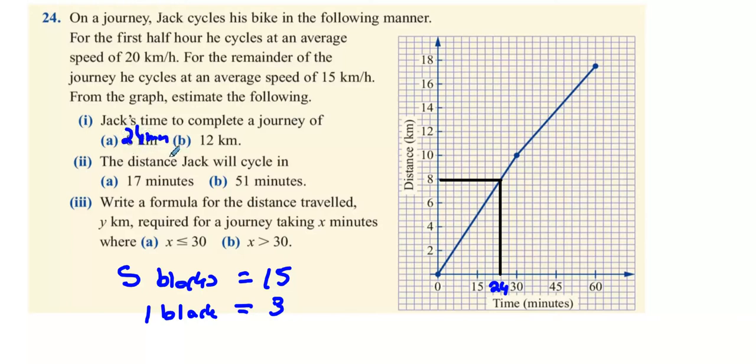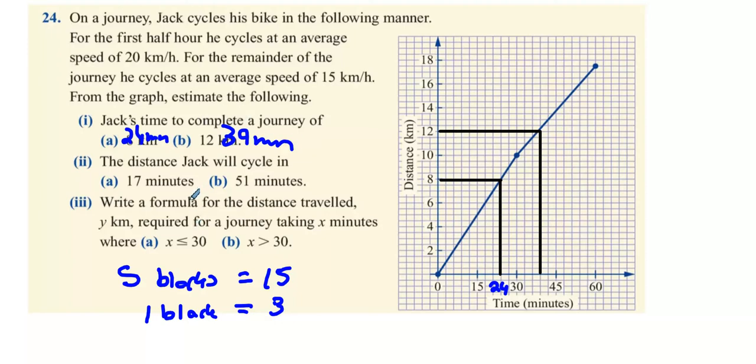Remember, we can be on or off slightly. What about the next one? 12 kilometers? You alright, Alan? Come on. 2 blocks below 45. So 45 take away 6. 39. Only for this graph, isn't it? Because 5 blocks is worth 15, yeah? Another graph, 5 blocks wouldn't be worth 15.